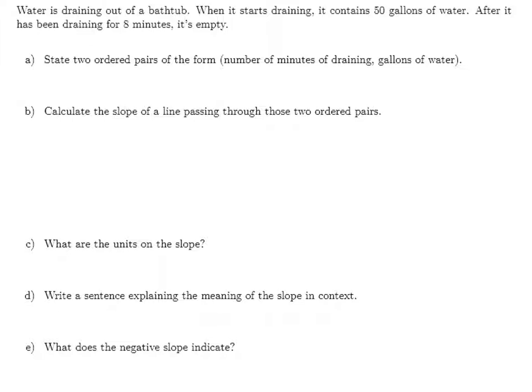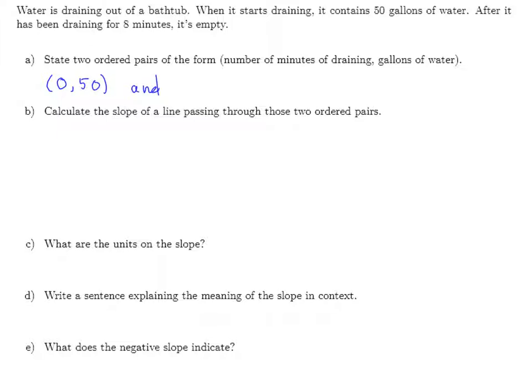So looking at this first one, we're told when it starts draining. Now, when we think about measuring time from when we start, we're looking at how many minutes has it been draining, and the answer there is 0. So when it starts draining, the amount of time that it's been draining so far is 0 minutes. So the number of minutes for this first data point is going to be 0, and the number of gallons of water is going to be 50.